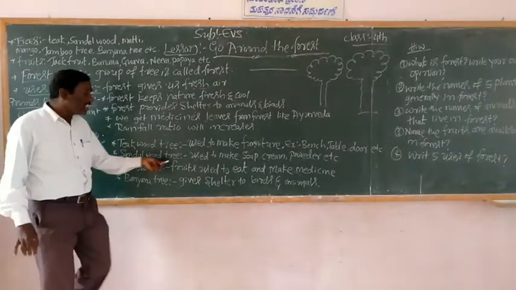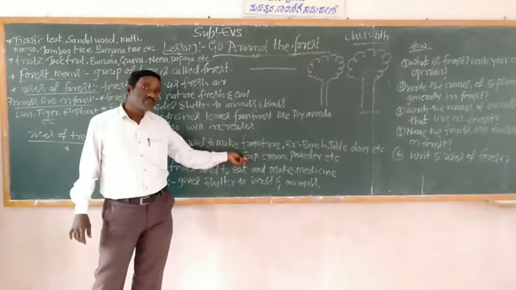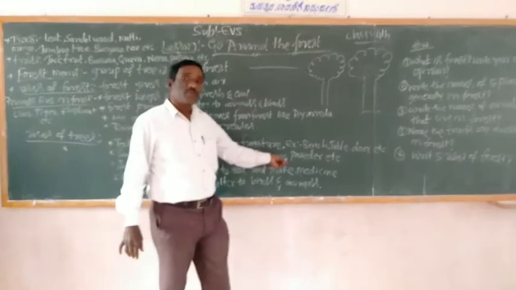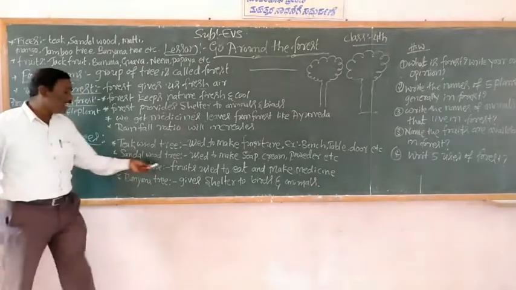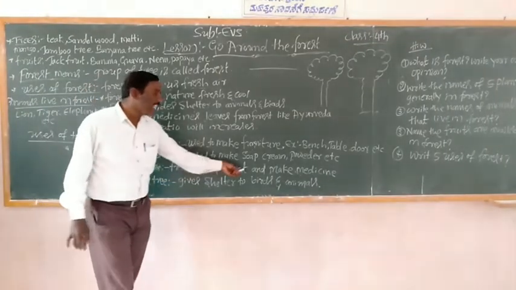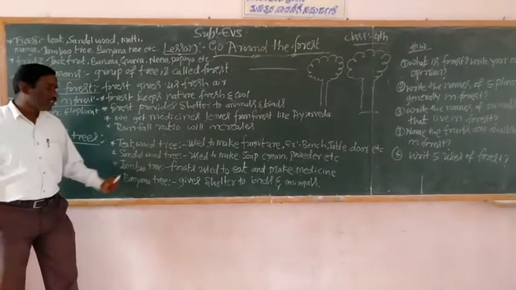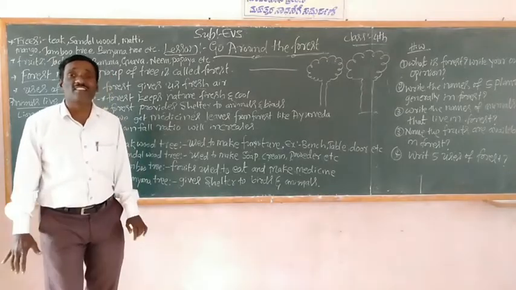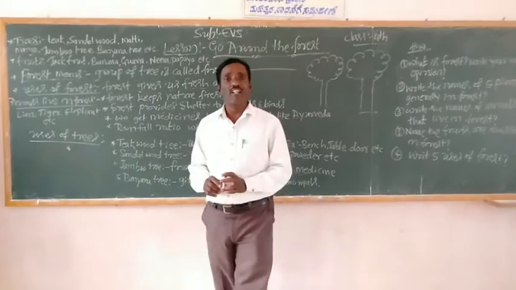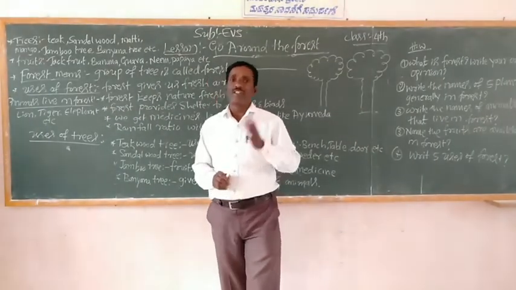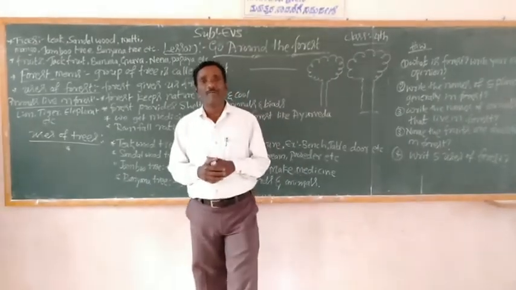Next, the sandalwood tree. Do you know the sandalwood tree? Yes, it is used to make soap, cream, powder, etc. Next, the jambu tree: its fruits are eaten and used to make medicines. And the banyan tree gives shelter to birds and animals in the forest. Some animals live in the forest. Which animals live in the forest? Do you know? Yes, tiger, elephant, lion, etc. So many animals live in the forest.